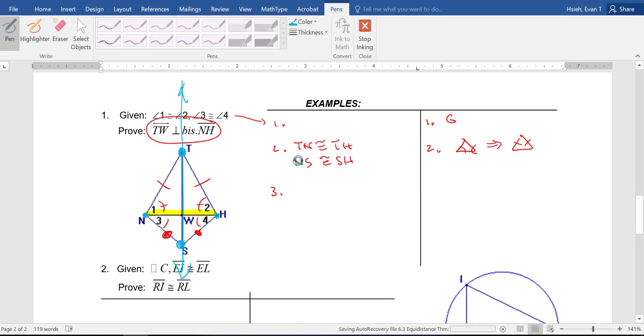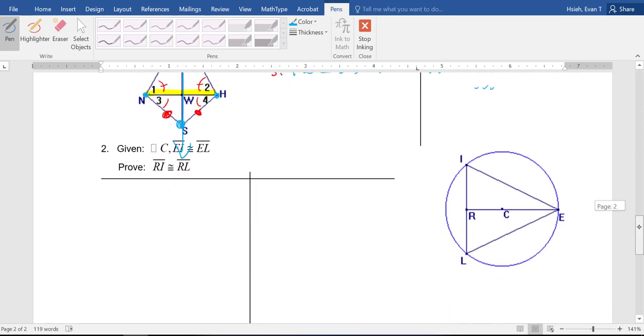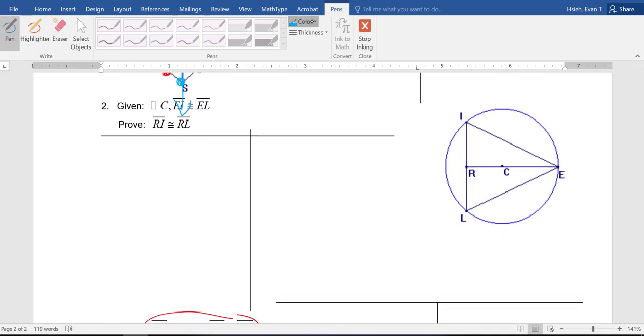So then that means that TW is the perpendicular bisector of NH. And that would be if 2 points are equidistant. So if 2 points are equidistant from the endpoints of a segment, then those 2 points determine the perpendicular bisector of that segment. Okay, next proof.